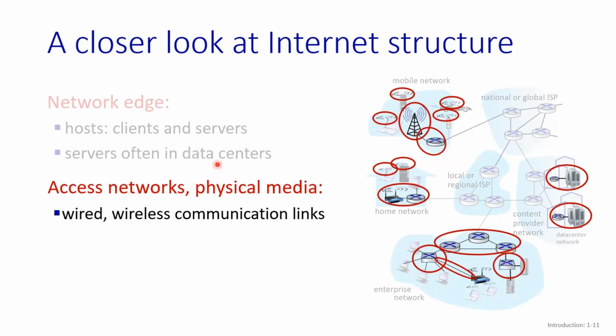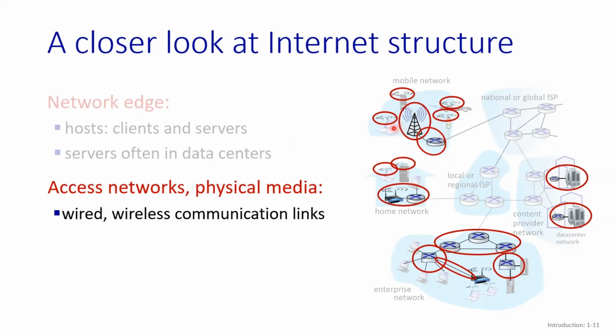Okay, so now what are access networks and what is physical media? Have you ever imagined how these end devices are connected? How is this laptop connected to this internet, or to the other networks present inside this larger network? How is this mobile phone connected to the internet? An access network is a network that physically connects an end system to the first router. So this is an example of an access network.